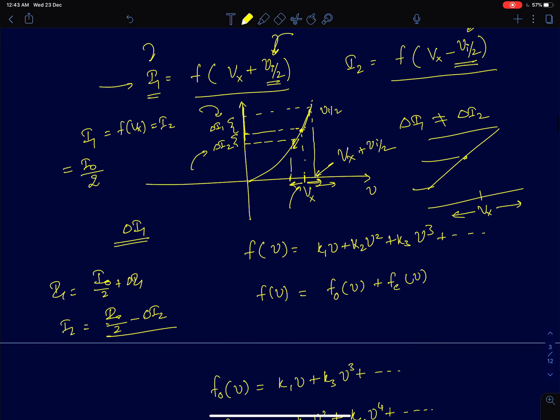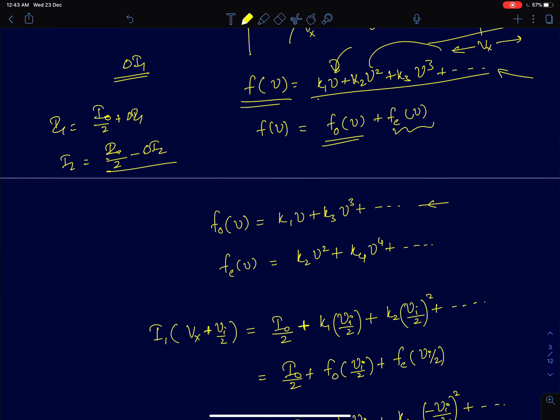Now I'm going to make the analysis more clear. I'm going to assume that f of V has some kind of nonlinearity which can be expressed as a series expansion in this way. So it has all the powers of V, and I'm going to group the terms and express this function f of V as an even function and an odd function. So I'm going to group all the terms which are odd powers of V and call it fo of V, and all the even powers I'm going to call fe of V. So this is the odd part and this is the even part.